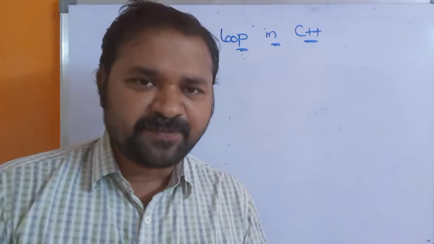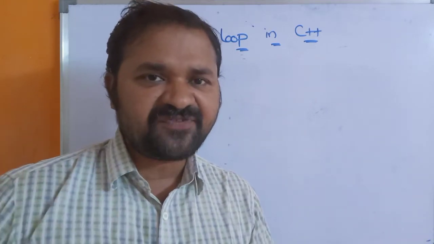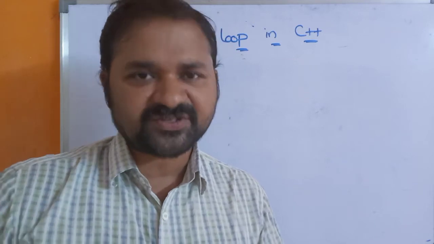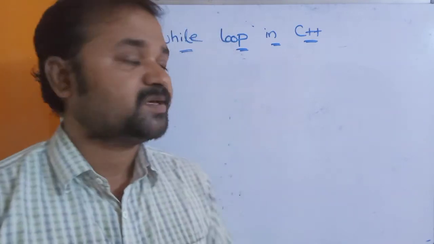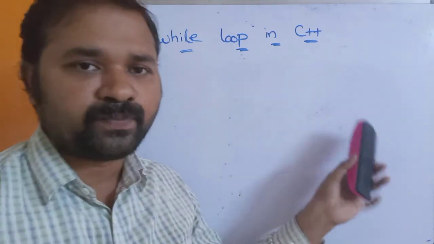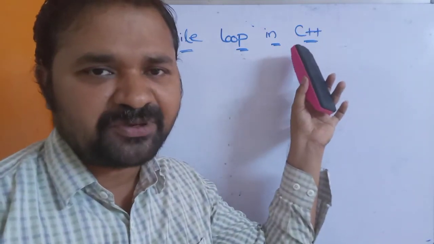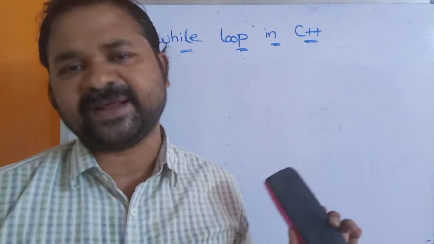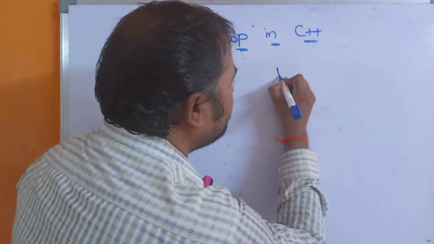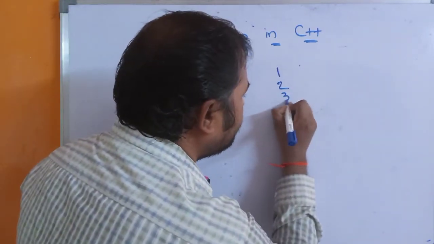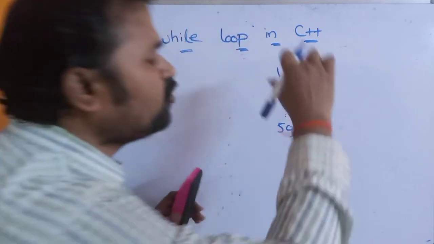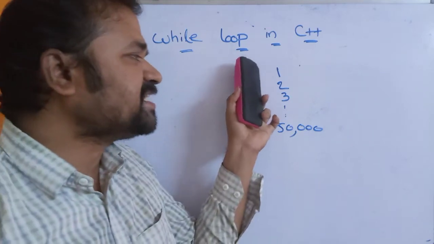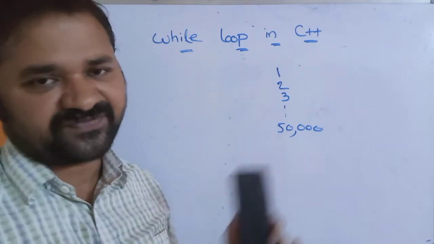If you take simple if else, else if ladder, nested if else or switch, it executes the body only once. So if you want to execute the body more than once, then we have to use looping control statements. Let us assume that we want to print the numbers from 1 to 50,000, without using looping control statements.